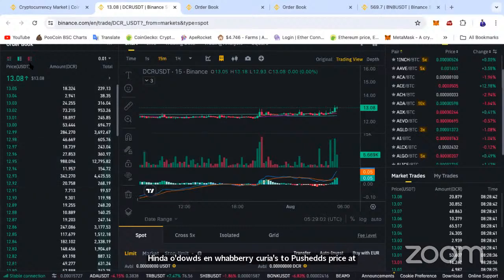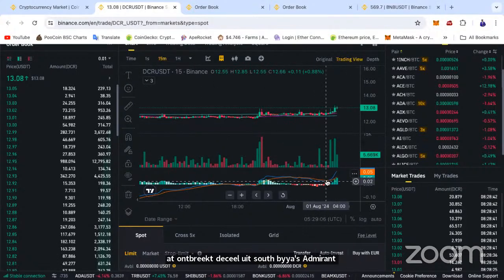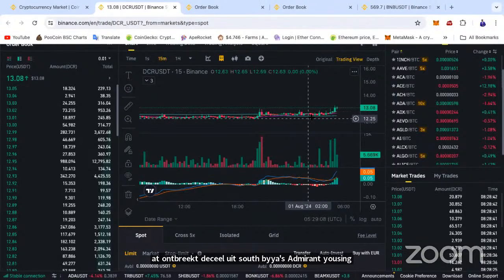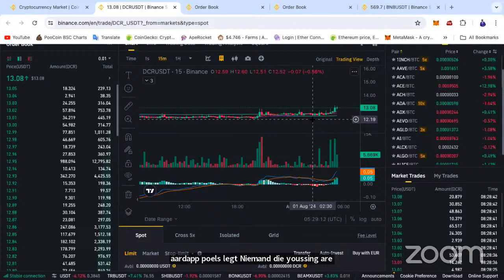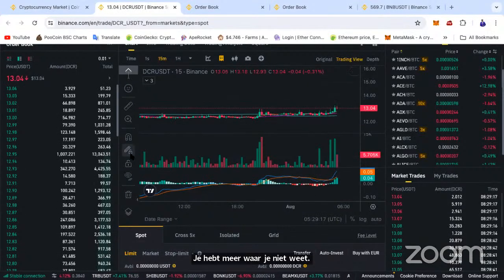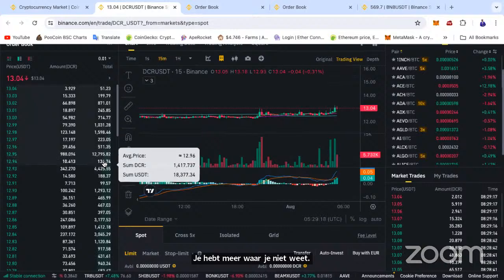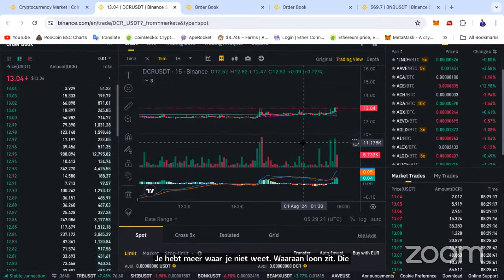So the buyers are more dominant, using other tools like the MACD, using other tools like the moving averages. I'm not yet discussing moving averages, but I'm trying to look at the behavior of the buyers versus the behavior of the sellers.